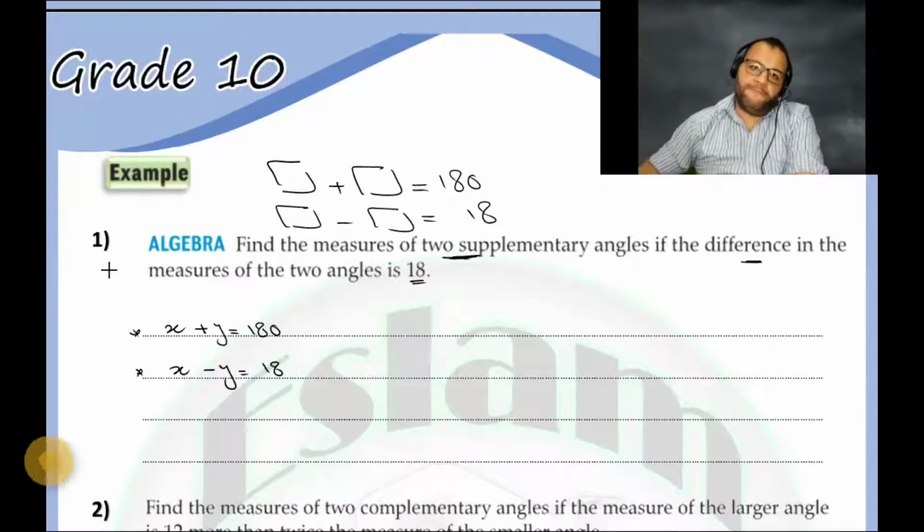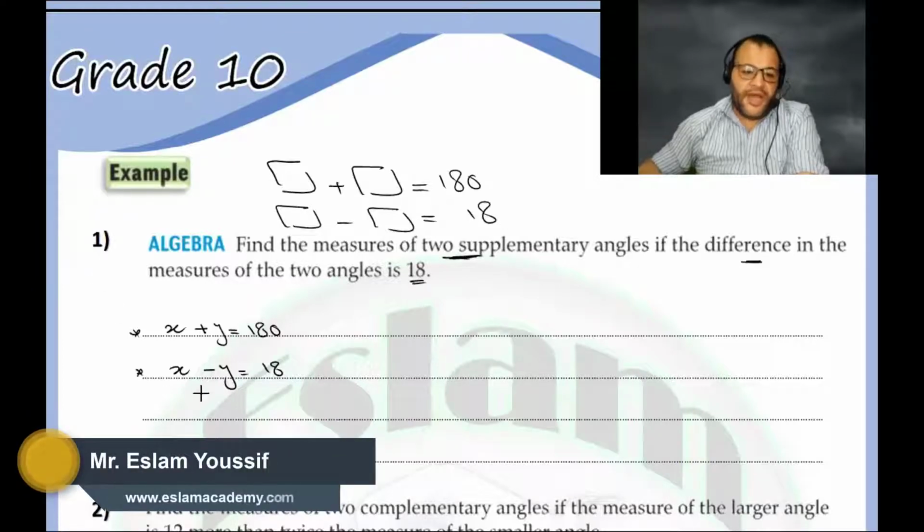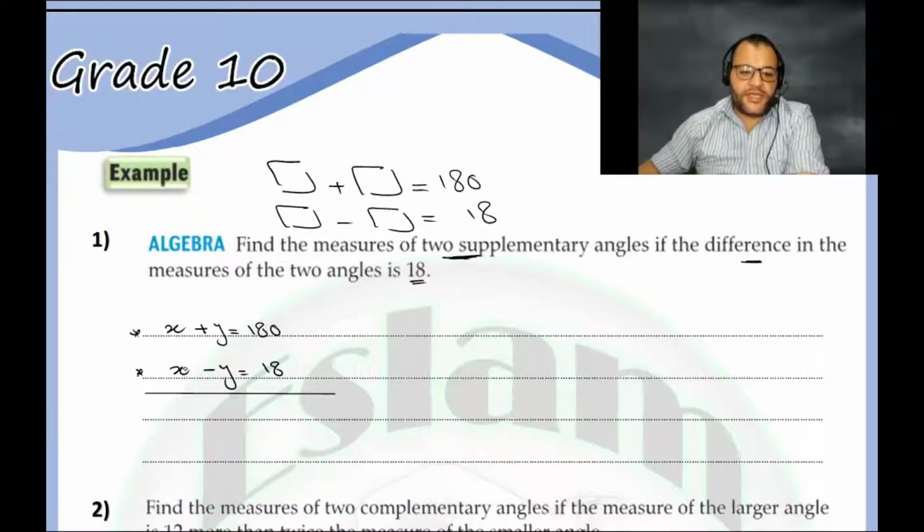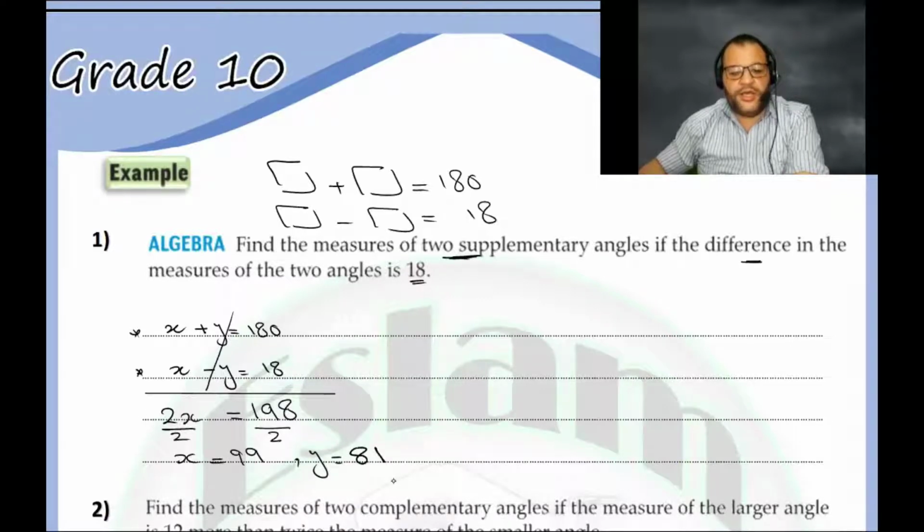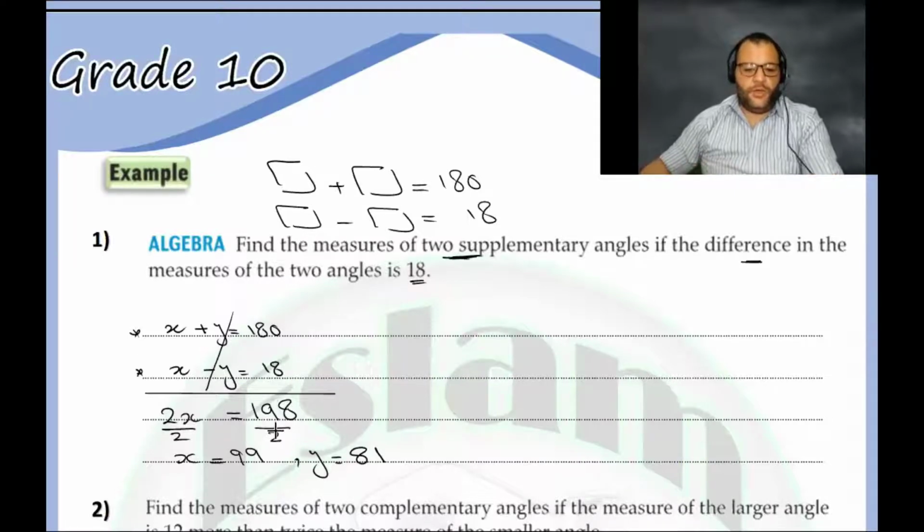By elimination, because you can eliminate both of them. So x and x will sum to 2x, and y and negative y will equal 0. By adding, it will be 198 divided by 2, then x is equal to 99 degrees. And y, by substitution in one of the equations, will be equal to 81. Okay, you get the idea of how we solve this?